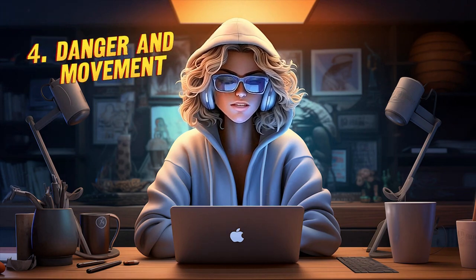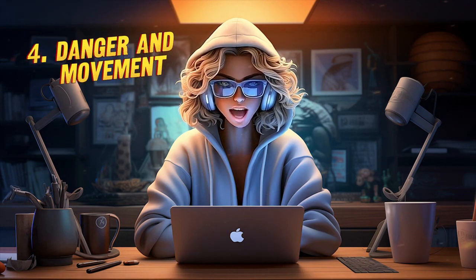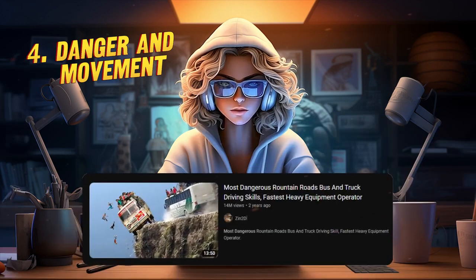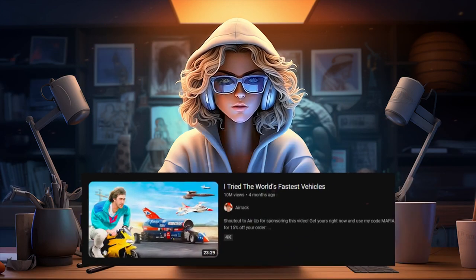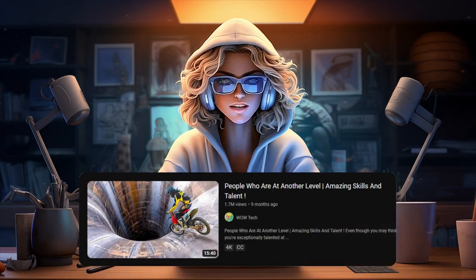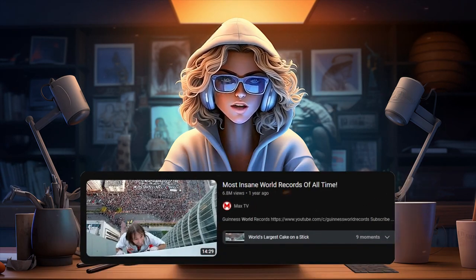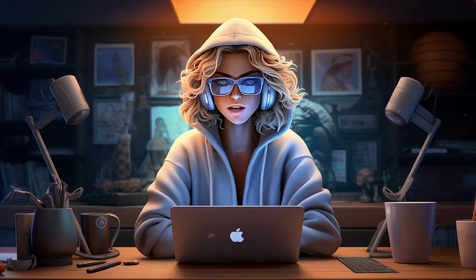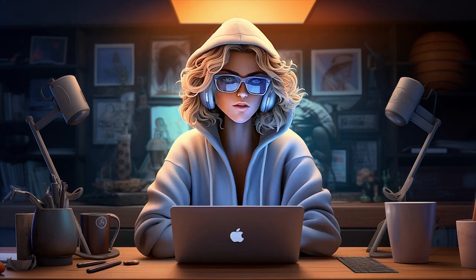4. Danger and movement. We're also hardwired to detect danger and movement, as they often signal a new threat or opportunity, two things we desperately need to survive. Incorporate images depicting dangerous situations or movement in your thumbnails. Use motion effects, like motion blur.